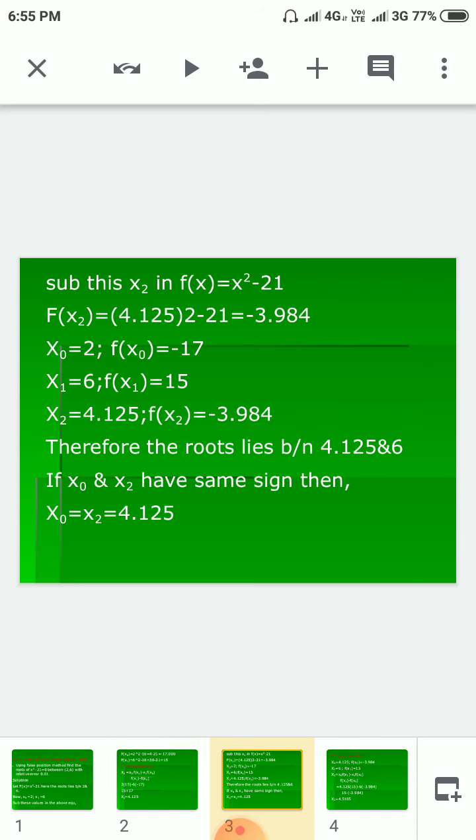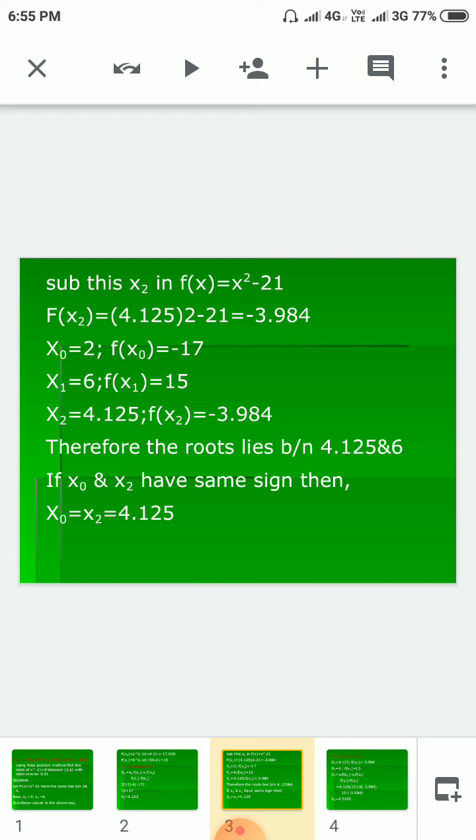Next, substitute this value of x2 in the equation f of x, that is x square minus 21. On substituting this, we get f of x2 is equal to minus 3.984. So we know that we already have x naught as 2, x1 as 6, and finally x2 as 4.125. Therefore f of x2 is equal to minus 3.984, right?